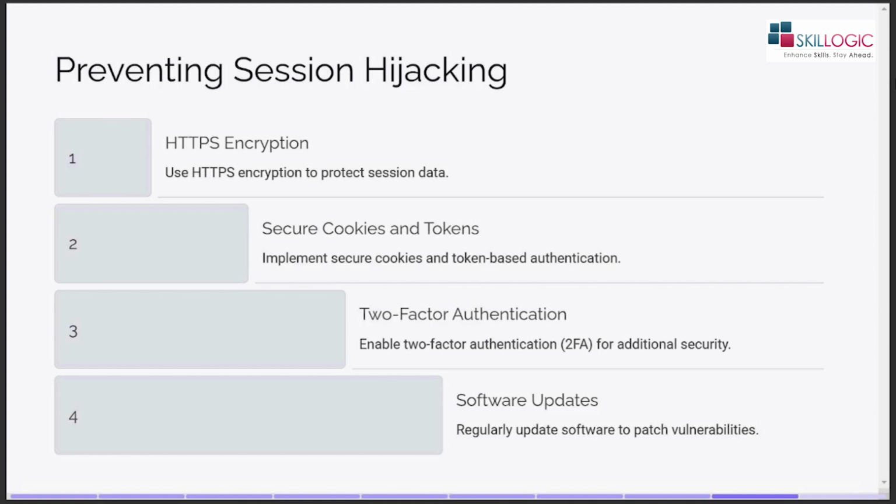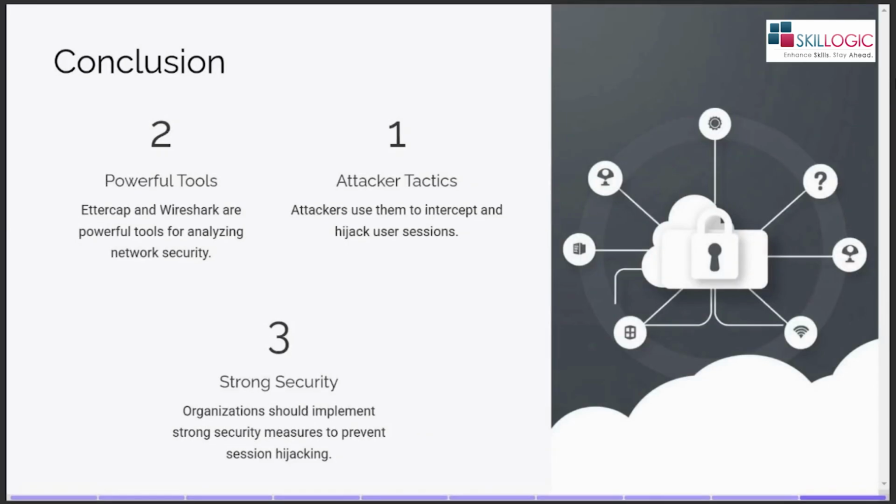Then software updates. Regularly update software to patch vulnerabilities. When we update the software, it comes with patches for vulnerabilities, so the attacker will not have access to the vulnerabilities in the older version of the software. Then what is the conclusion? Attackers use these tools to intercept and hijack user sessions. Ettercap and Wireshark are powerful tools for analyzing network security. Organizations should implement strong security measures to prevent session hijacking.